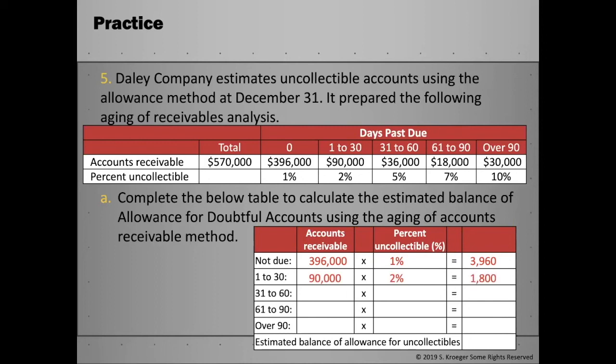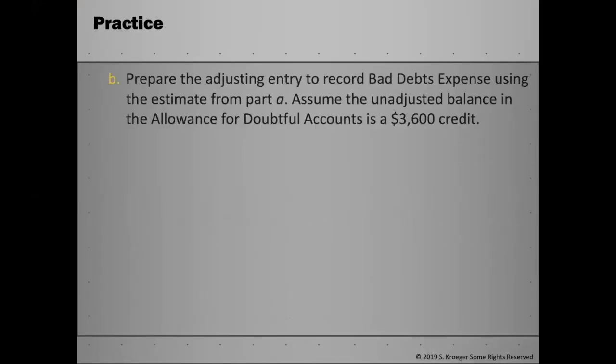Do it for the remaining columns. 36,000 at 5% is 1,800 as well. 18,000 at 7% is 1,260, and 30,000 at 10% is 3,000. What we do now is add all the amounts up to give us $11,820. As a reminder, when we're using any of the receivables methods, whether it's the aging of receivables or percent of receivables, we're not just going to journalize this $11,820. We need to look at what the balance is in the allowance for doubtful accounts. And that's what we're going to do here in Part B.